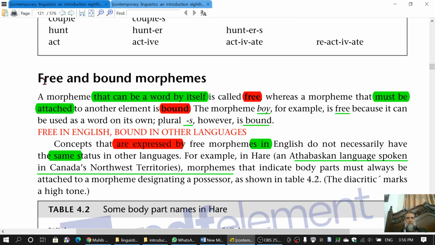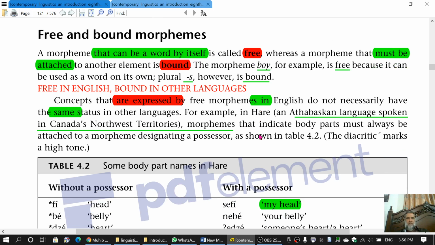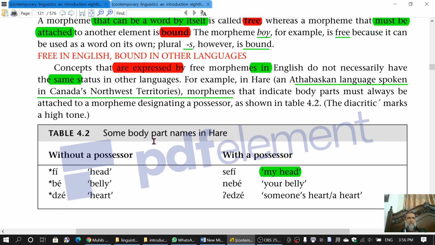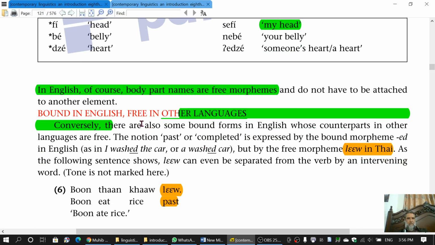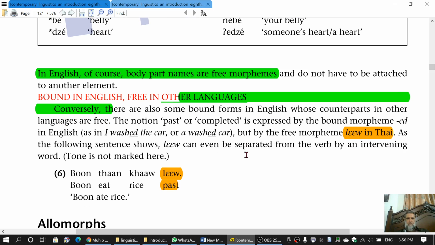Summarizing this now, free morphemes are those which can be words by itself, that is a free morpheme. Bound morpheme is always attached with another word in order to give some meaning, another word or another element. There are some morphemes which are free in English but bound in other languages. The example is the body parts. They are free in English but they are bound in Hare language. There are some morphemes which are bound in English but free in other languages. The example is the ed morpheme for past, which is bound morpheme in English but which is free morpheme in Thai language.